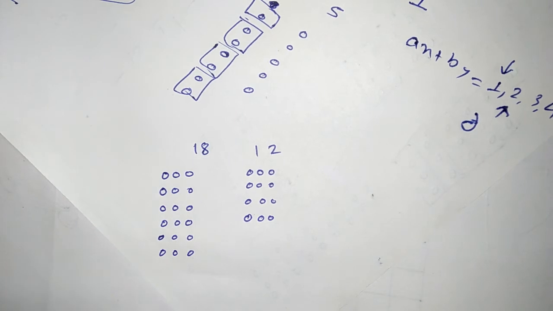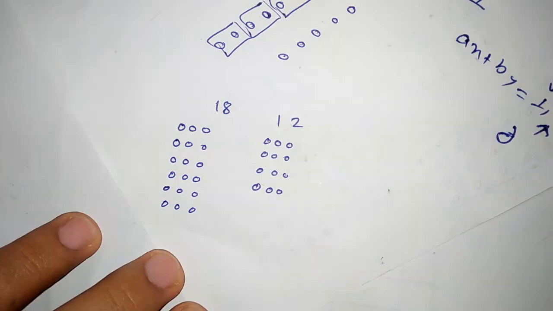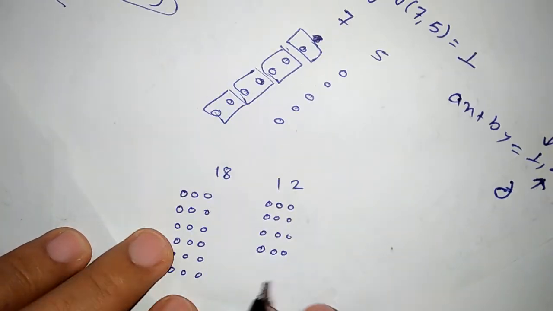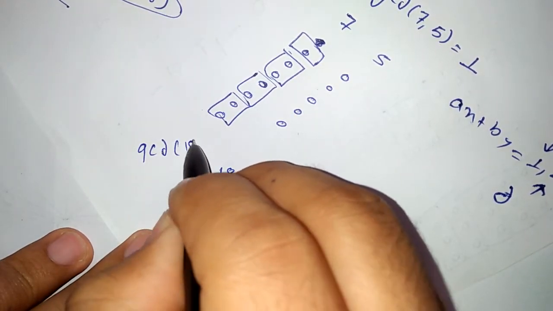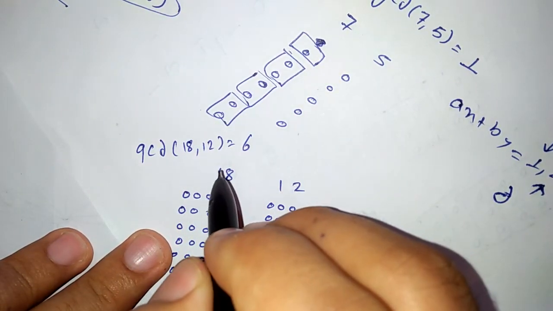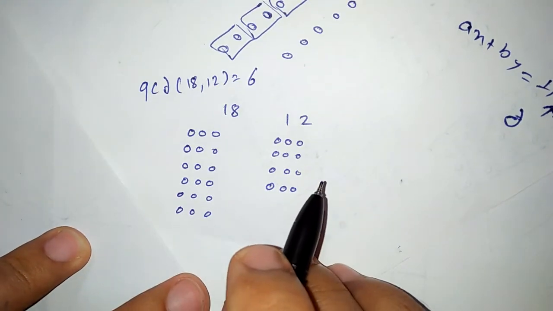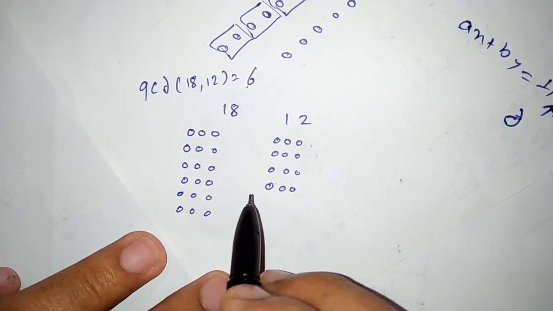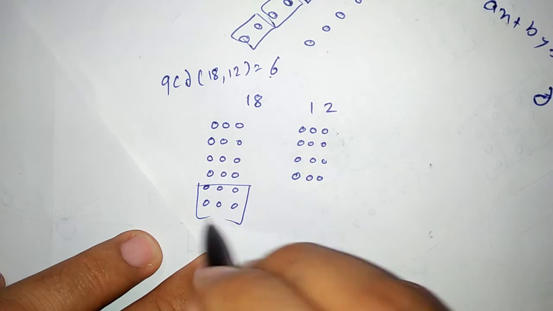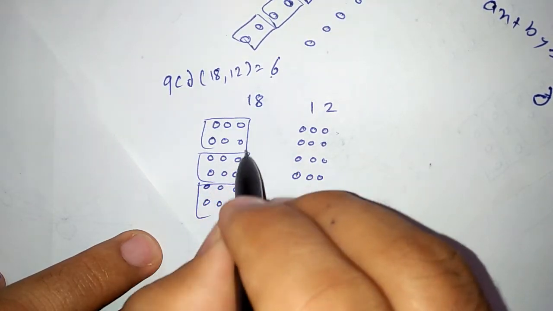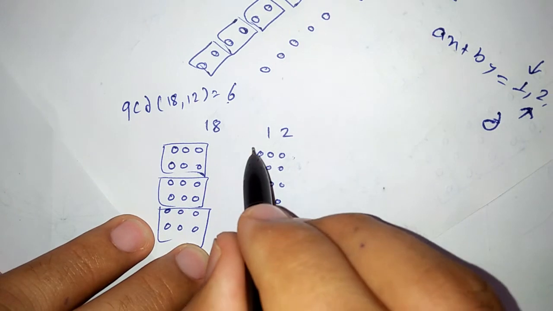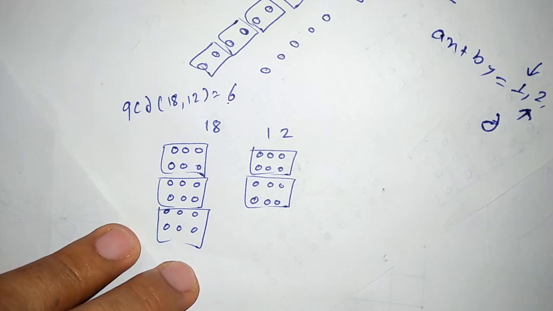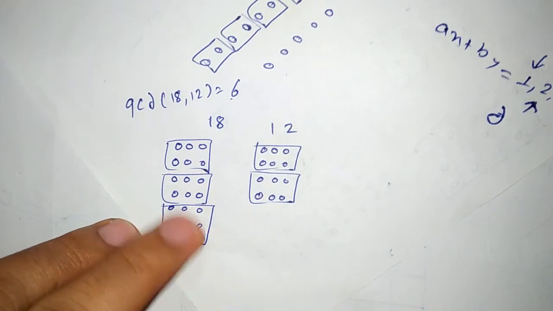So what we can do now is, if we look in this set, the GCD of 18 and 12 is going to be 6. But a divisor smaller than 6 exists that can divide both of these two numbers, which is 3. So these are actually chunks of 6, but they can also be thought of as chunks of 3.